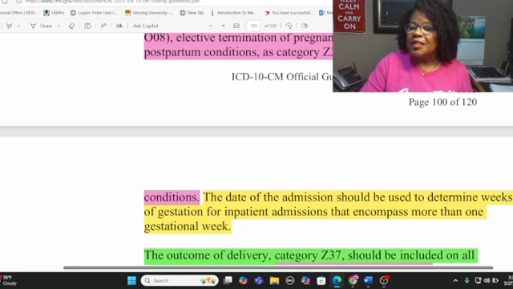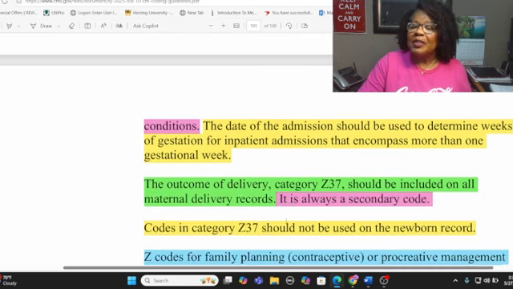The date of the admission should be used to determine the weeks of gestation for inpatient admission that encompass more than one gestational week. And then the outcome of delivery, category Z37, should be included on all maternal delivery records. It is always a secondary code, so make a note at Z37. And codes in category Z37 should not be used on the newborn record. I'd write that note at that code as well.